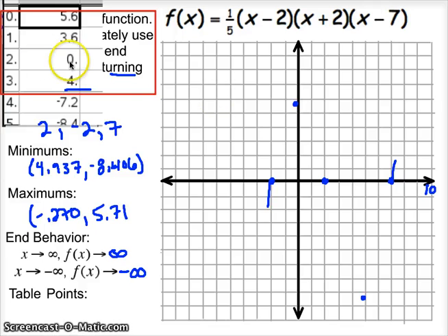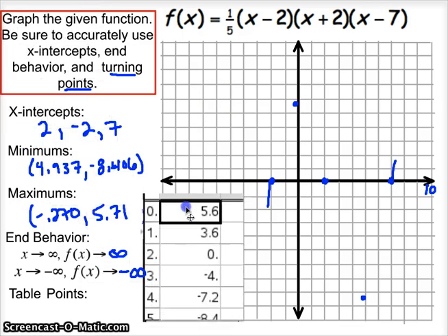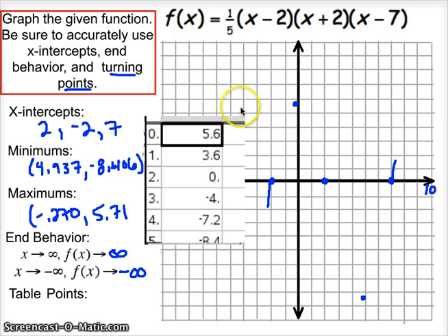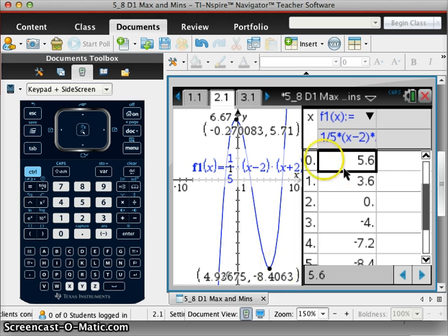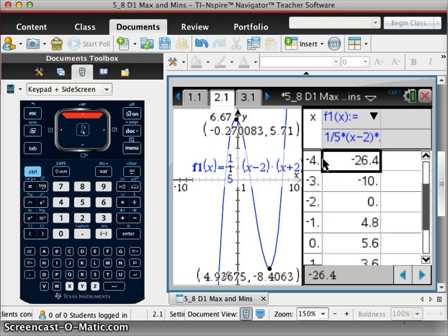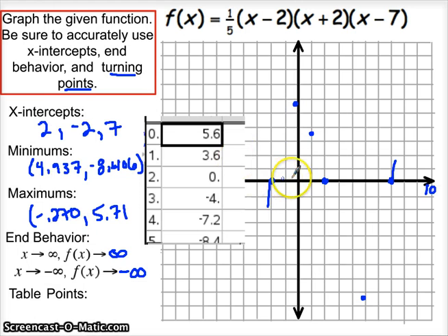Now, of course, you could just set your calculator next to your paper and make sure that you can see your points. But I'm then going to go to 0, 5.6, right up next to my other point. So there's not much I can do there. But at 1, I can go to 3.6. At -1, if I go back to my calculator real quick here, I could go to 4.8. And as long as we're at it, -3, -10. So at -1, 4.8. And at -3, I'm down at -10.